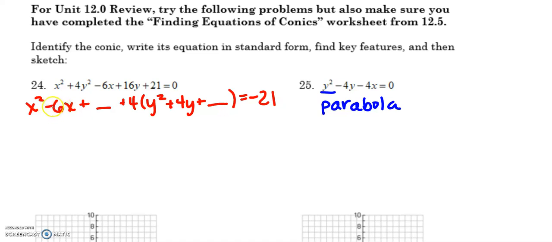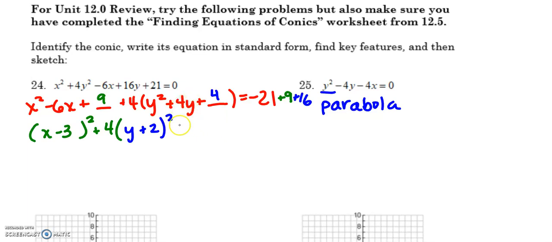So this one, half of negative 6 is negative 3. Square it becomes 9. So I'm adding 9 to this side. This one, half of 4 is 2. Square it is 4. So I'm adding 4, but really I'm adding 16 to that side. So here, this is going to simplify down into x minus 3 squared. This is going to be 4 times y plus 2 squared is all equal to negative 21 plus 25, which is going to be equal to 4. And then I'm going to divide everything through by 4 so that this ends up being equal to 1.